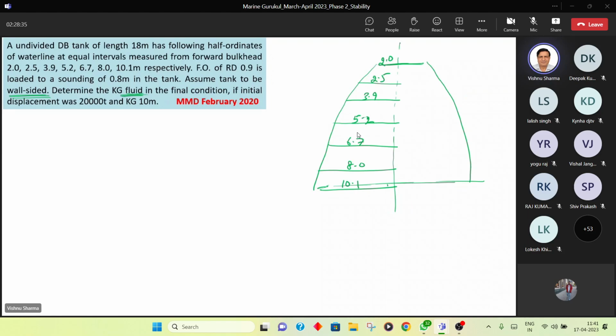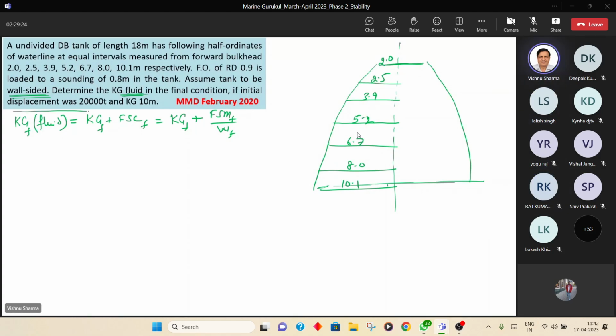Okay, first let's figure out what we need to calculate. The question says get the KG final fluid. What is KG fluid equal to? KG solid plus FSC, the initial KG plus correction. KG final fluid equals KG final solid plus FSC final, right, guys? And FSC final will be equal to FSM final upon displacement final, correct, guys? Yes, sir.